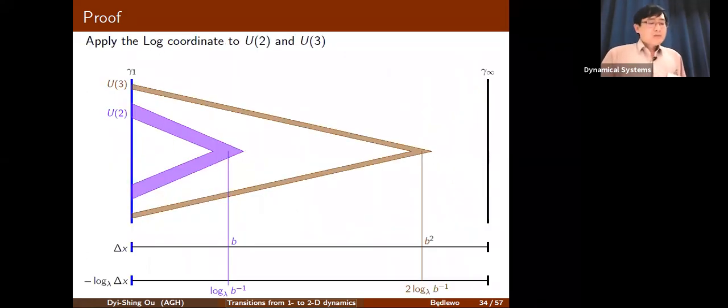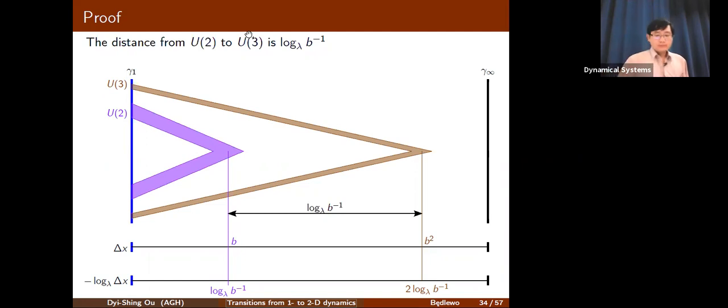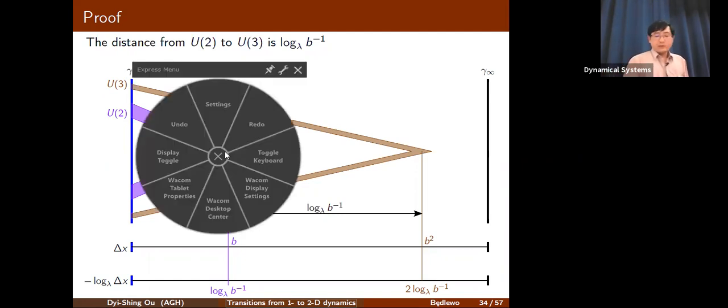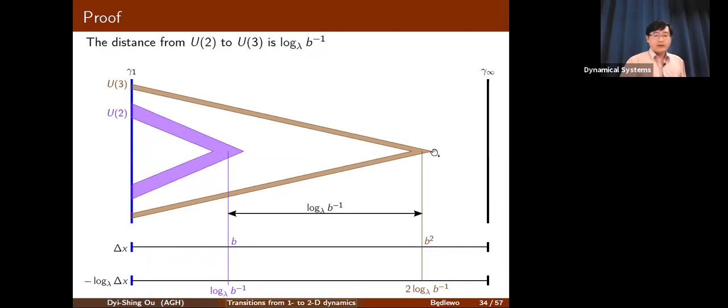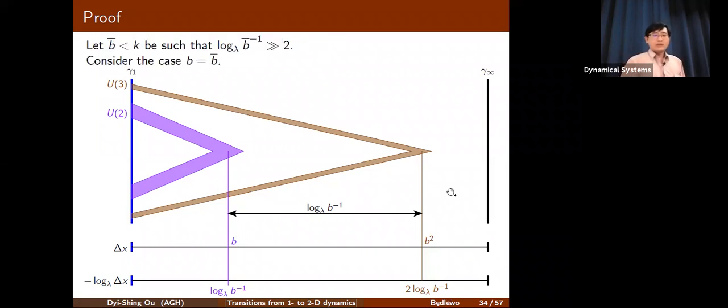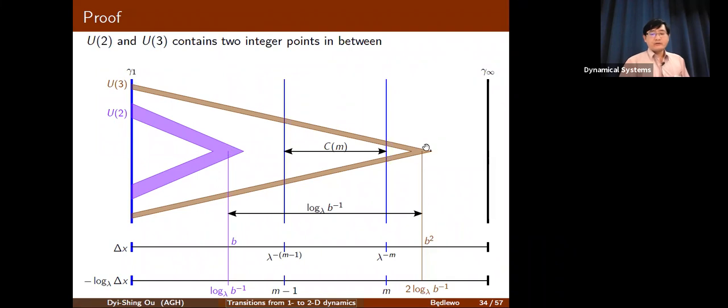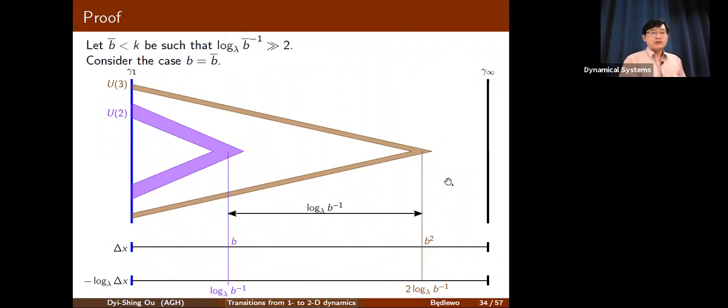And we, again, apply the log coordinates to U2 and U3. And as we can see, the distance from the critical value here to the critical value here is log B inverse, because this is log B inverse and this is 2 log B inverse. So the distance from here to here is log B inverse. So when b is small enough, the distance from here to here becomes very large as b decreases. So we can assume that b bar is a value small enough such that this is greater than two. And we consider the case when b equals b bar.